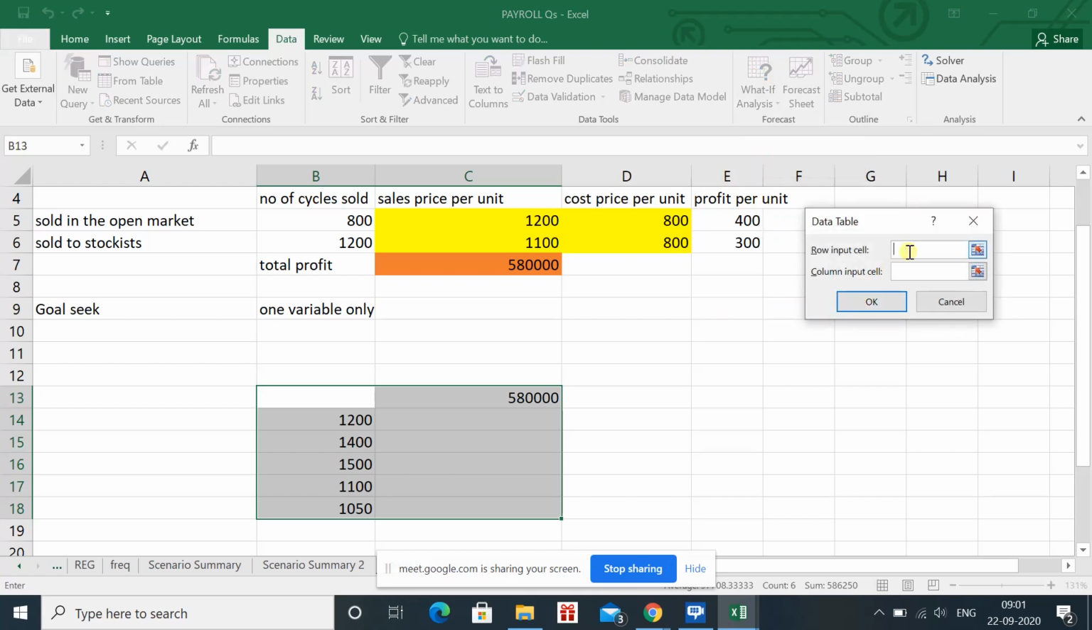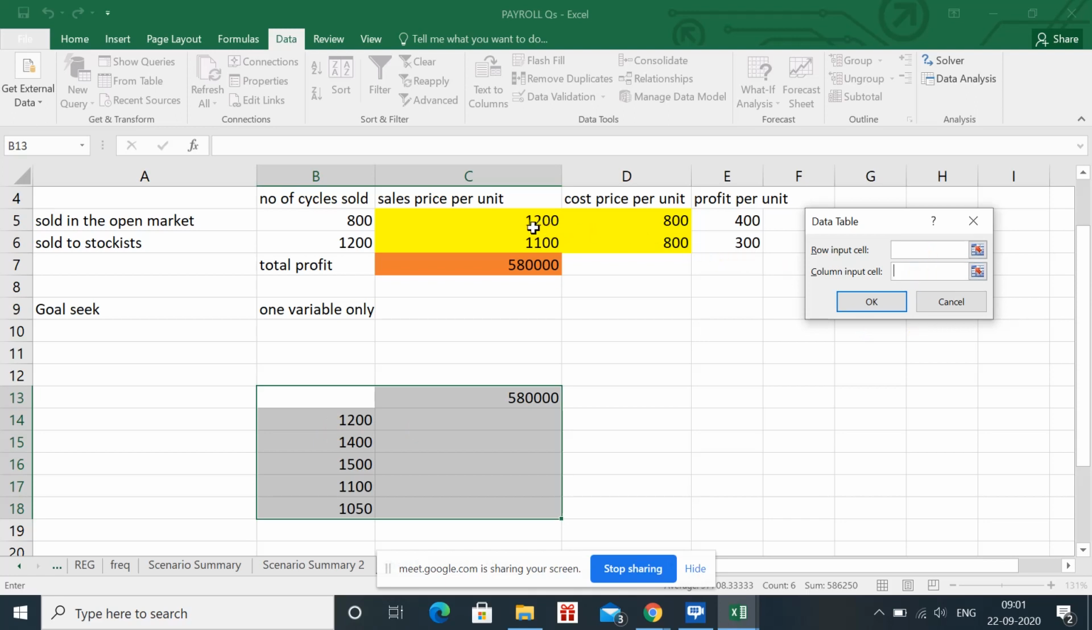In data tables, it has two options. One is row input, the other one is column input. In row we didn't write multiple options. In column only we have written some options. So for row input, as we don't have any, we will not write anything in the row input cell. We have written values in the column inputs, so for column input, we have to give some reference.